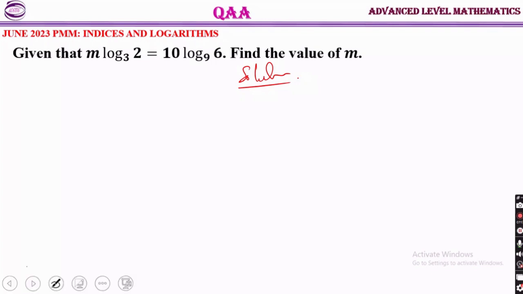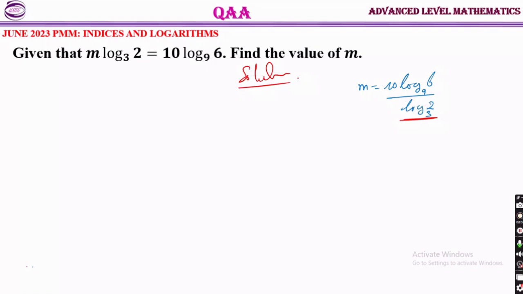Now, look at something. We could decide to just say m is equal to 10 log to the base 9 of 6 divided by log to the base 3 of 2. In my perspective, this is not quite wrong actually, because the question is not specific. However, keeping a logarithm in this form, with log to the base 9 and log to the base 3 at the same time, makes the solution ambiguous and complicated. So we have to simplify this as much as possible.